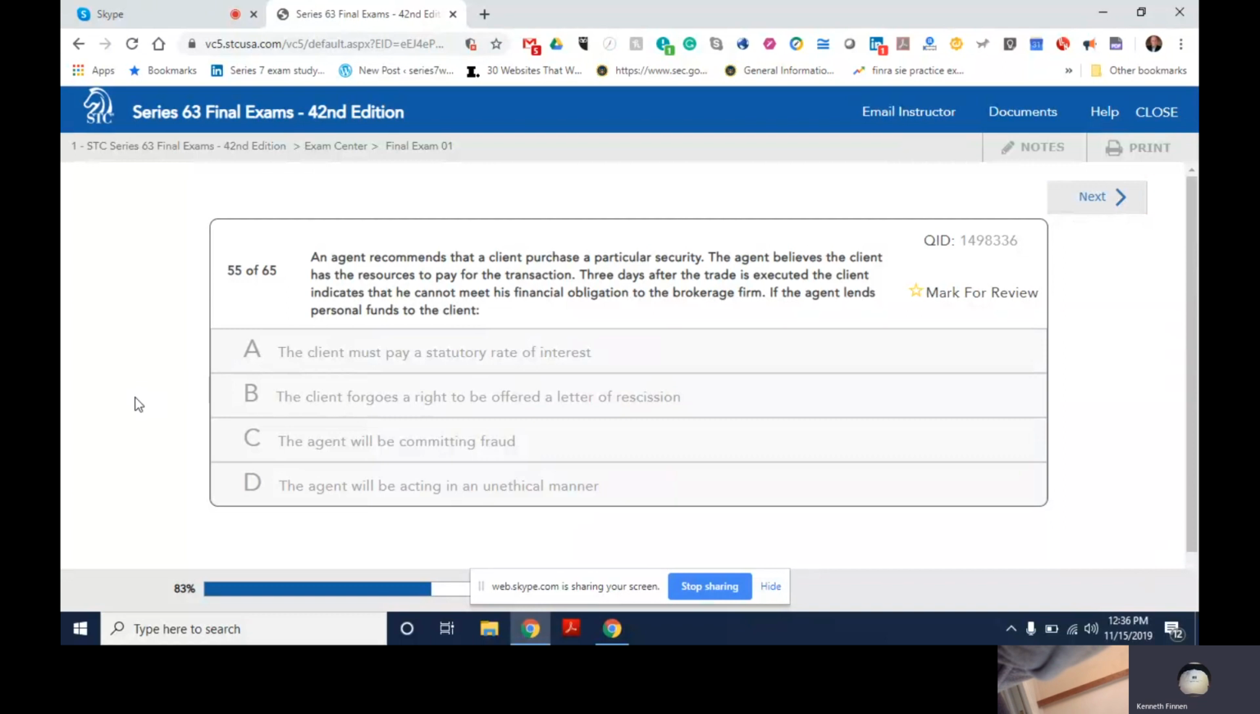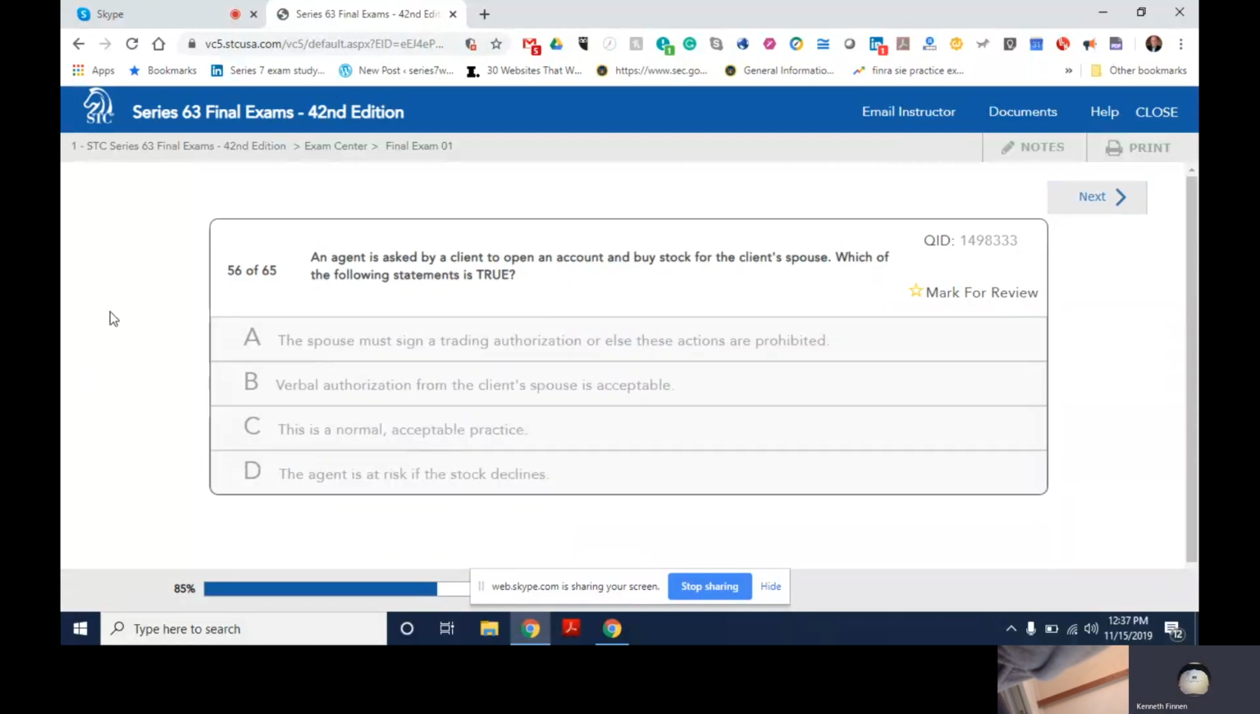Okay. An agent recommends that a client purchase a particular security. The agent believes the client has the resources to pay for the transaction. 3 days after the trade is executed, the client cannot meet the financial obligation. If the agent lends personal funds to the client, boom, that's wrong. A is out because you can't even loan them anyway. B, you don't lose that right to rescission. D, agent be acting in an unethical manner. And C, agent be committing fraud. I don't know that it's fraud, but it is unethical because you can't lend money.